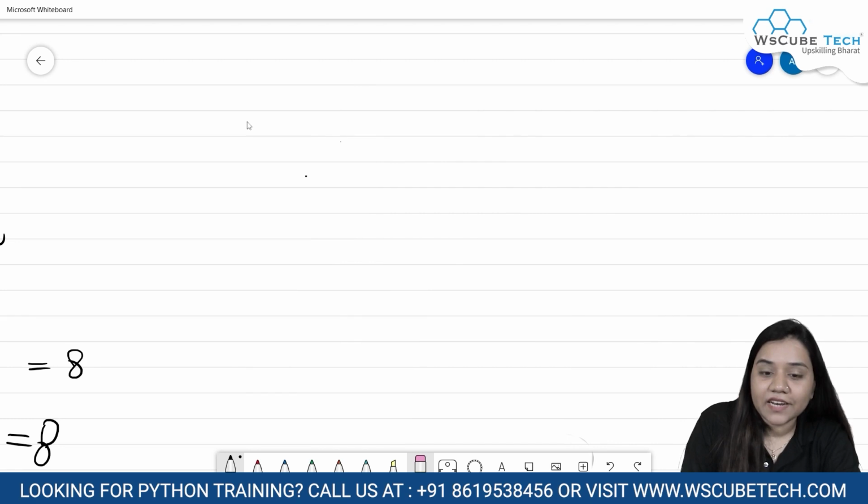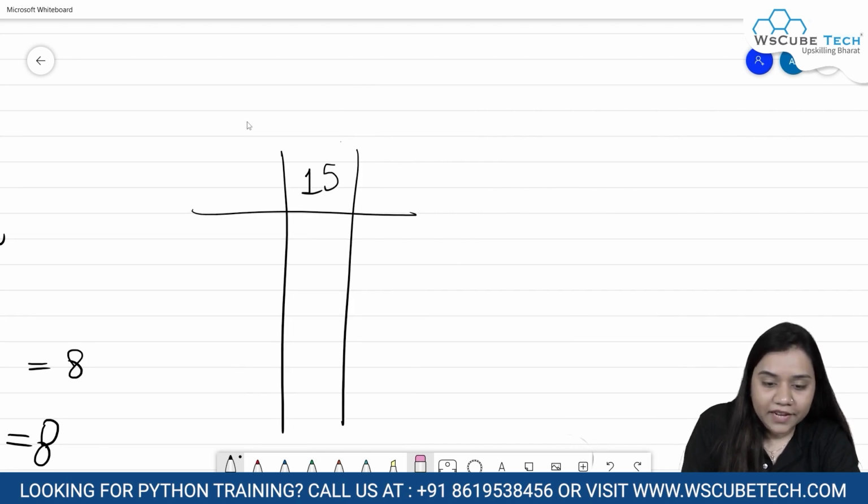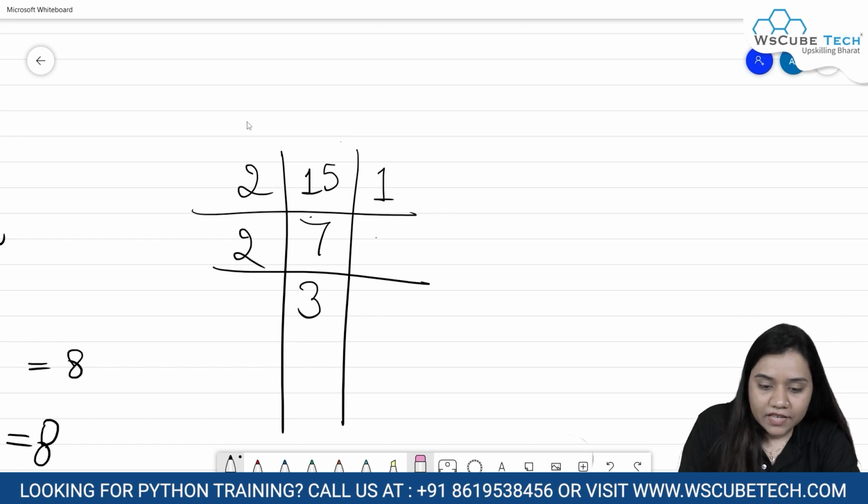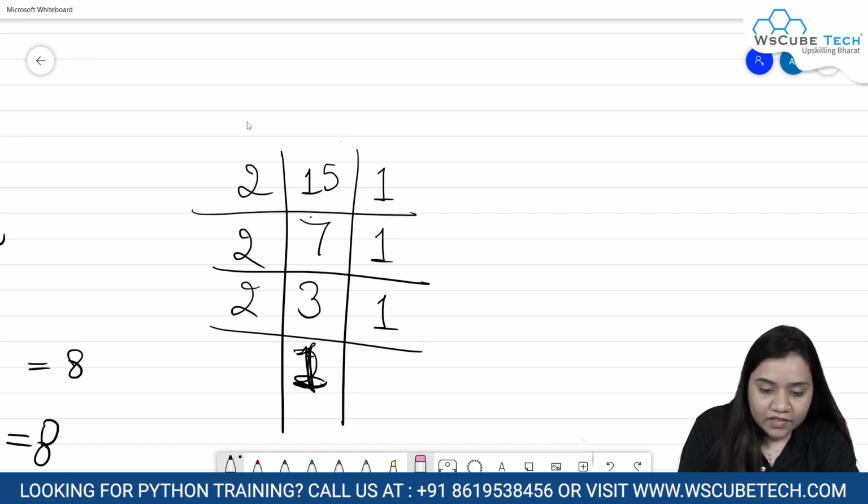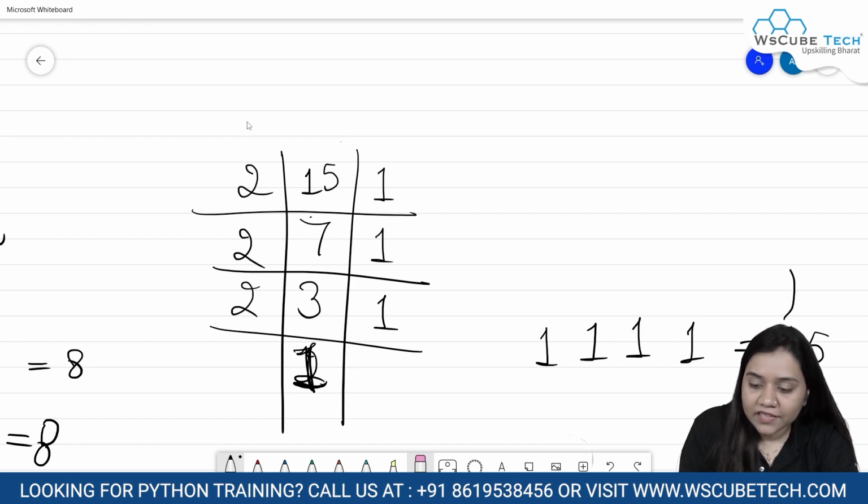I'll consider another example, 15. Again, I'll create this table. I'll write 2 over here. 7 times 2 is 14 and the remainder is 1. Again, I'll write 2. 3 times 2 is 6 and the remainder is 1. Again, I'll write 2. 1 times 2, remainder is 1, and here we get the output as 1, 1, 1, 1. So the binary number for 15 would be 1, 1, 1, 1.